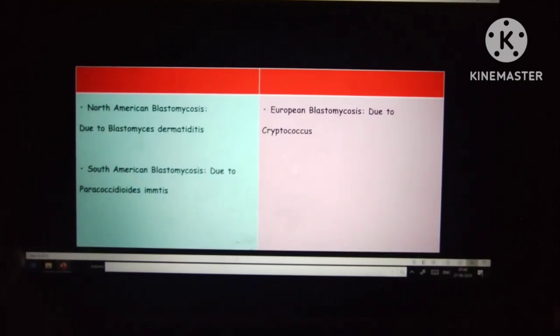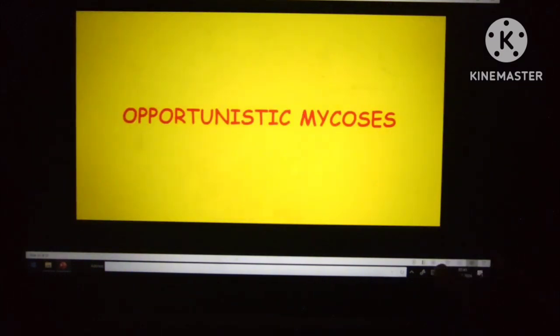So these are some of the other names. North American blastomycosis is called Blastomyces dermatitidis. Coccidioides immitis is also called South American blastomycosis. European blastomycosis is also called Cryptococcus. So next topic is opportunistic mycosis.